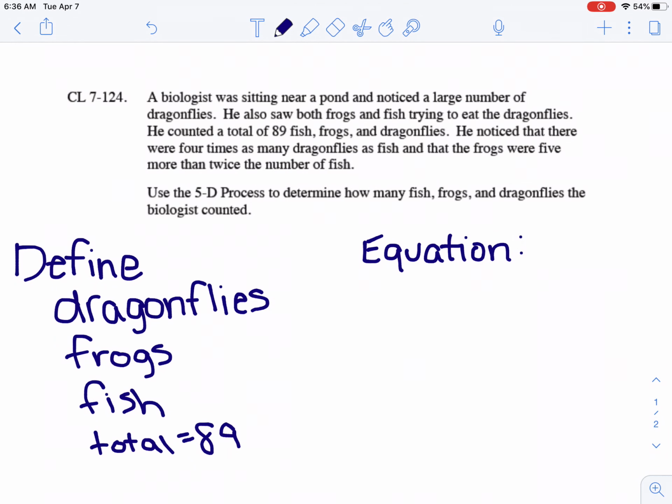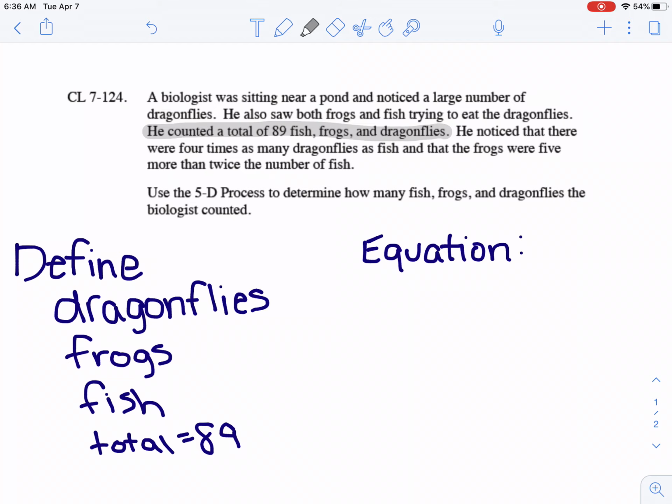All right, let's take a look at problem 124. It says a biologist was sitting near a pond and noticed a large number of dragonflies. He also saw both frogs and fish trying to eat the dragonflies. He counted a total of 89 fish, frogs, and dragonflies. So that's the first piece of information that's important to know.